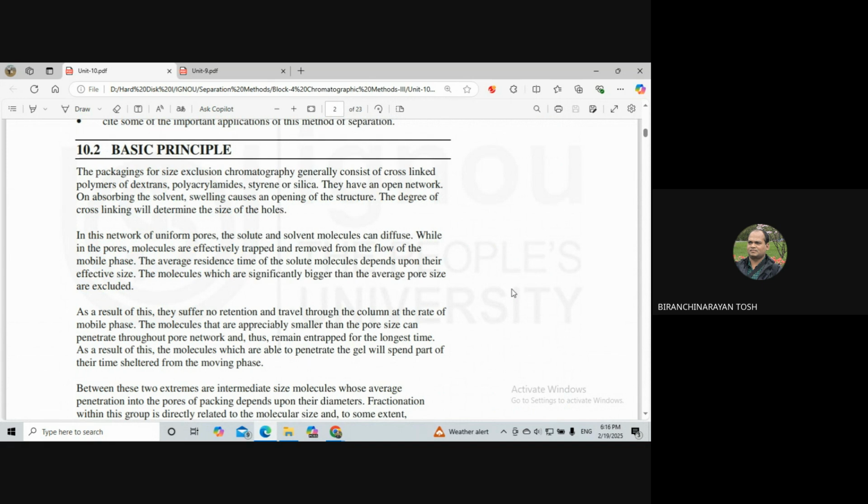They have an open network. On absorbing the solvent, swelling causes an opening of the structure, then the degree of cross-linking will determine the size of the holes. In this network of uniform pores, the solute and solvent molecules can diffuse, while in the pores, molecules are effectively trapped and removed from the flow of the mobile phase. The average residence time of the solute molecules depends upon their effective size. The molecules which are significantly bigger than the average pore size are excluded.